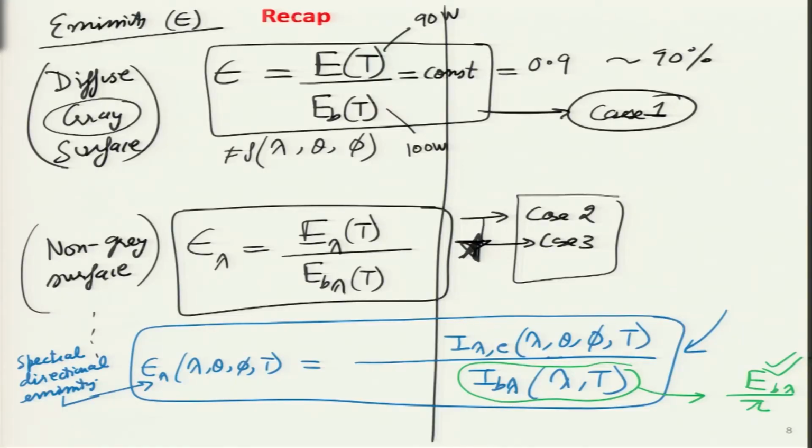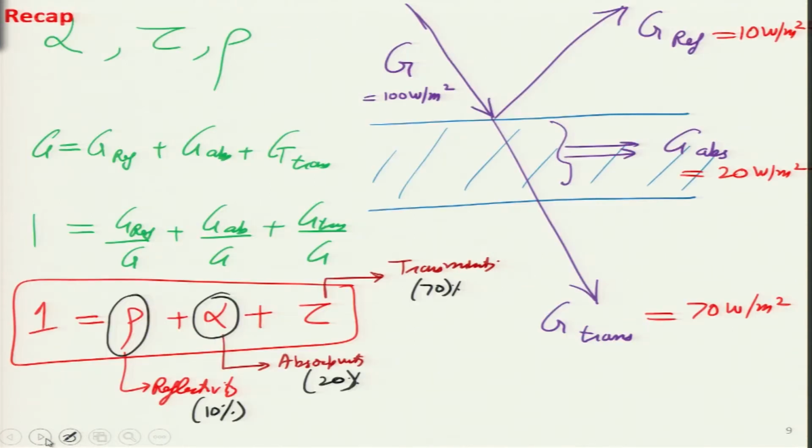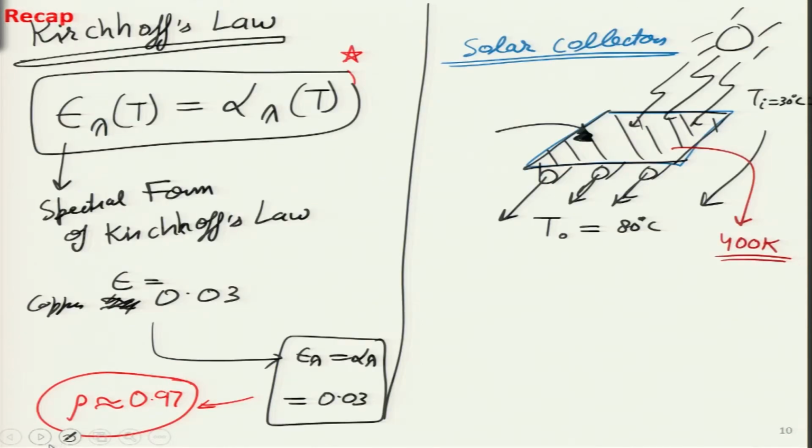So, then we went on and formally defined emissivity, which is this ratio over here, the actual emissive power divided by the black body emissive power. So, this is always less than 1. Then we looked at the definition for absorptivity, transmissivity and reflectivity, and we figured out that the sum of these three is equal to 1, and we looked at a very simple example over here.